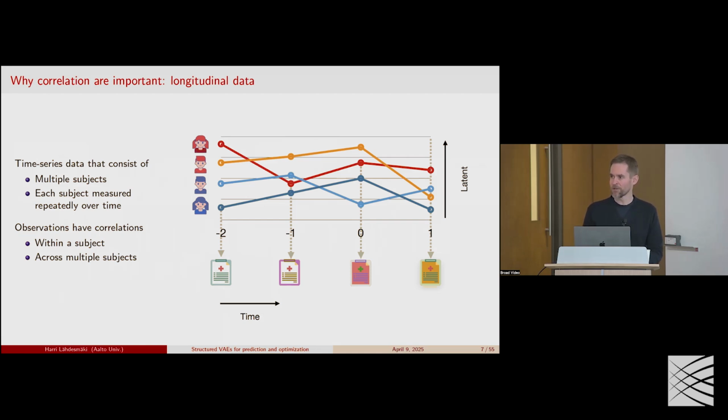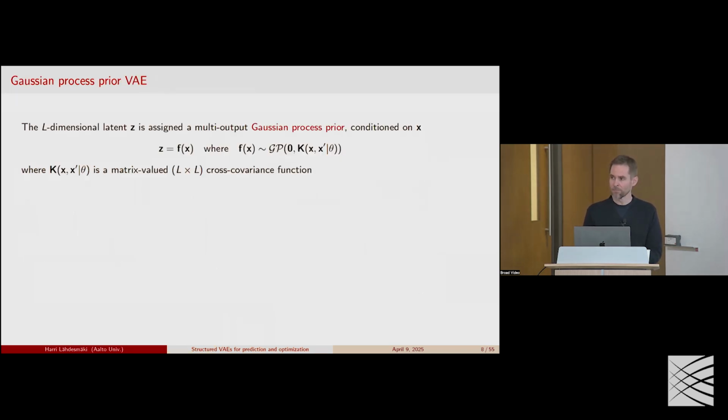Longitudinal designs are a specific type of time series data set that consists of multiple subjects, and each subject is then measured repeatedly over time, as illustrated here. This experimental design implies that there are correlations both within a subject over time, as well as correlations across multiple subjects. If we want to use these kinds of latent variable models for this type of data, we would like to be able to model these correlations, because otherwise it's kind of nonsense.